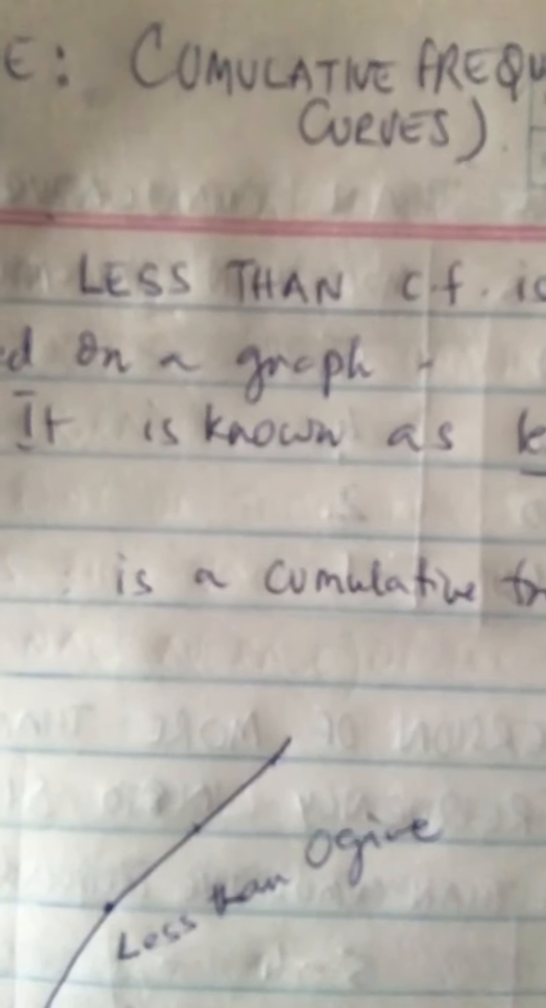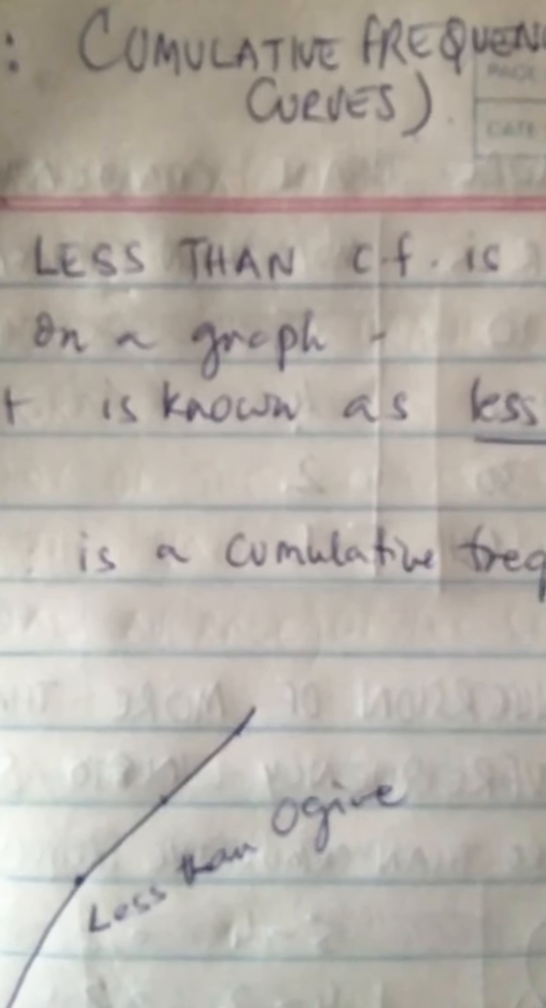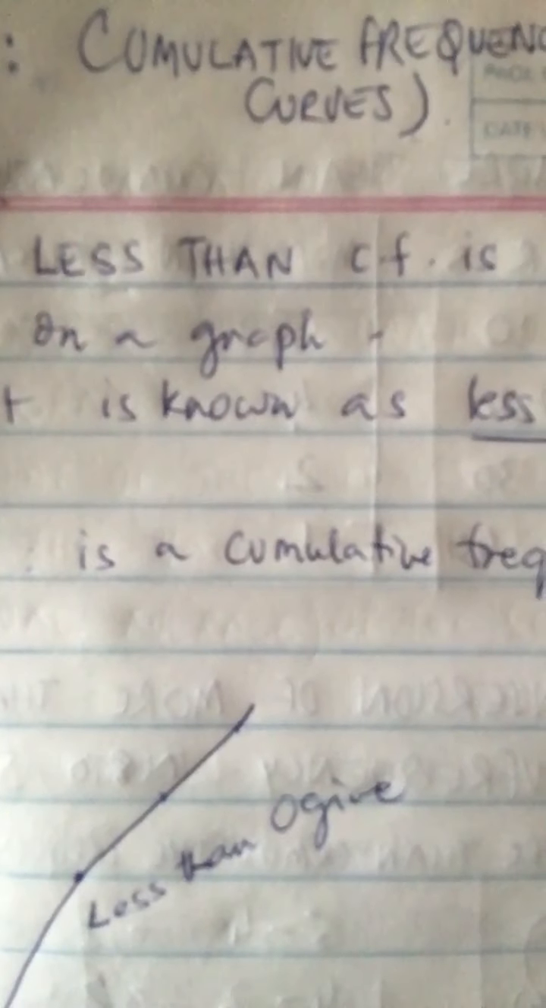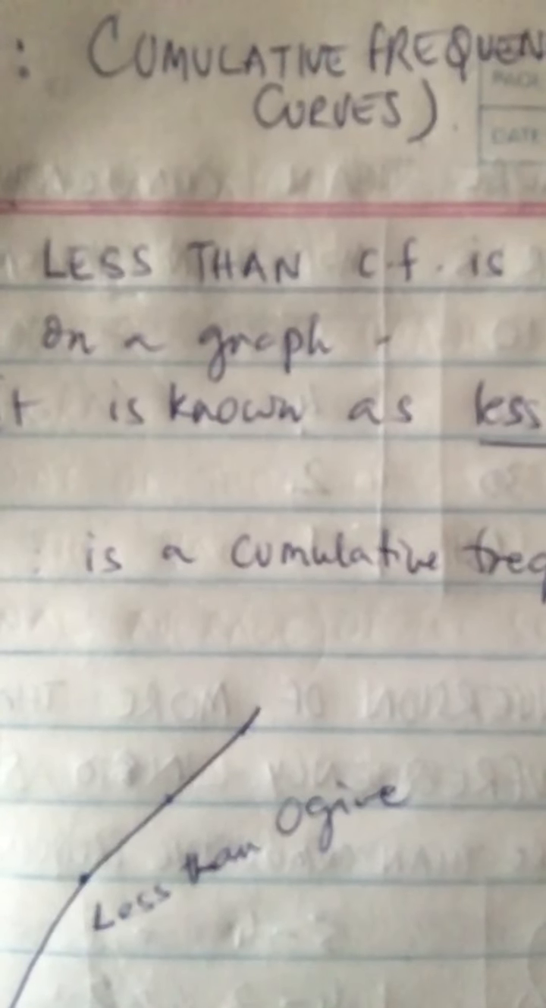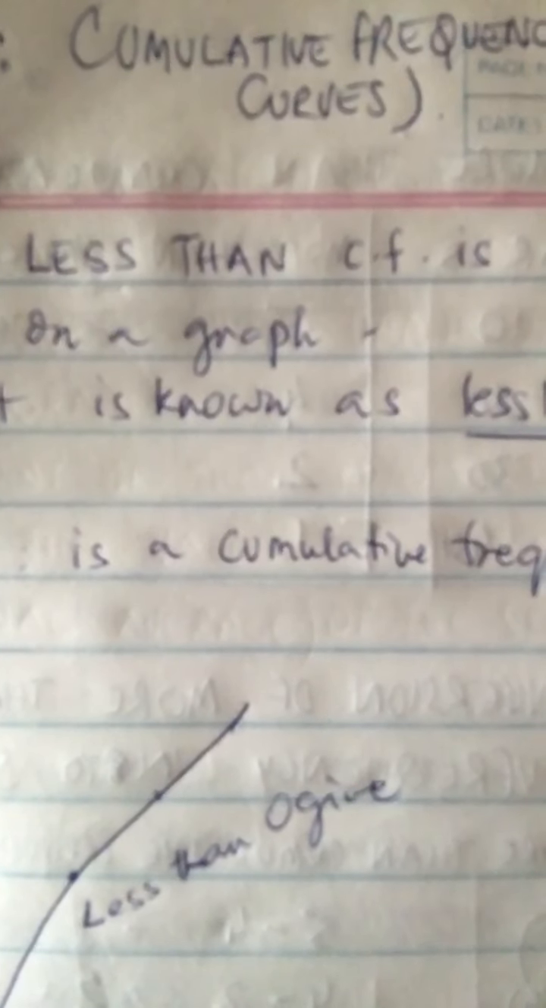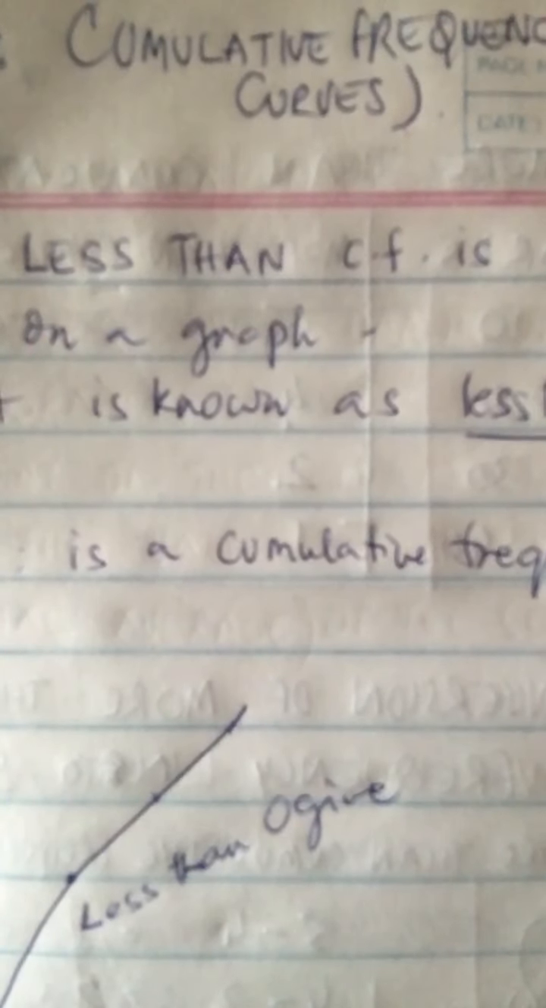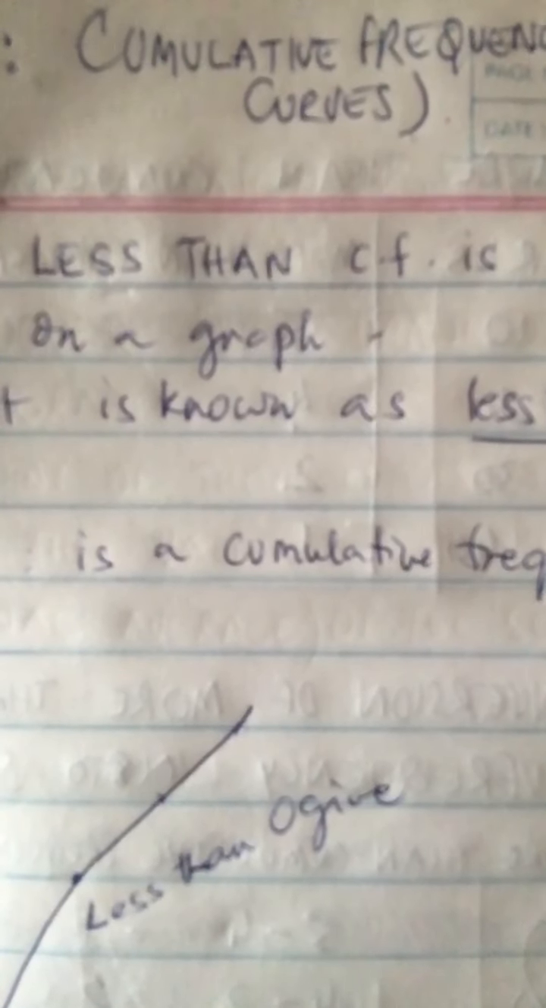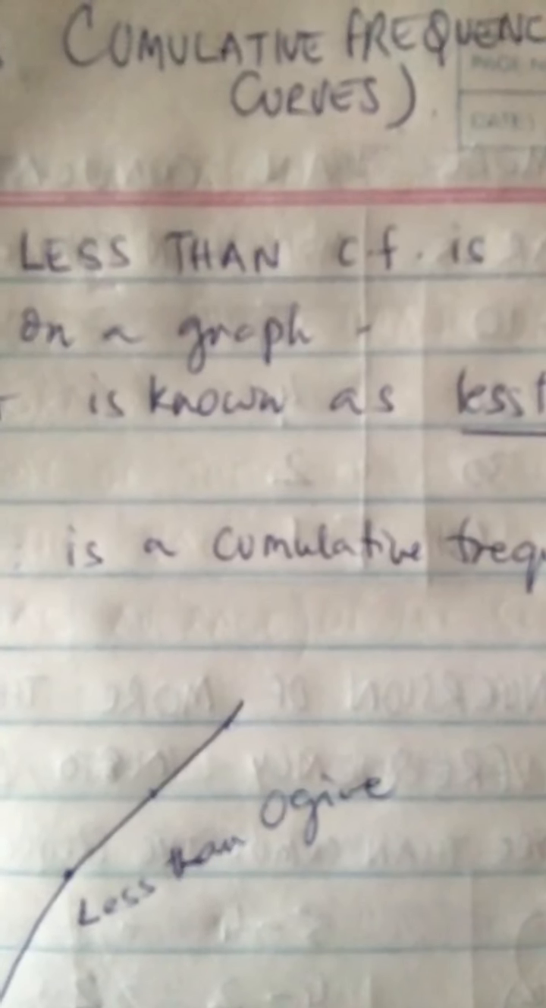So methods of constructing ogive. In this, what we did was, in the less than ogive, so in the less than method, we have taken the upper limits of the class intervals on the x-axis. All right, and on the y-axis, we've taken the frequencies. And then we plotted the various points and joined them with a free hand to obtain the required curve.